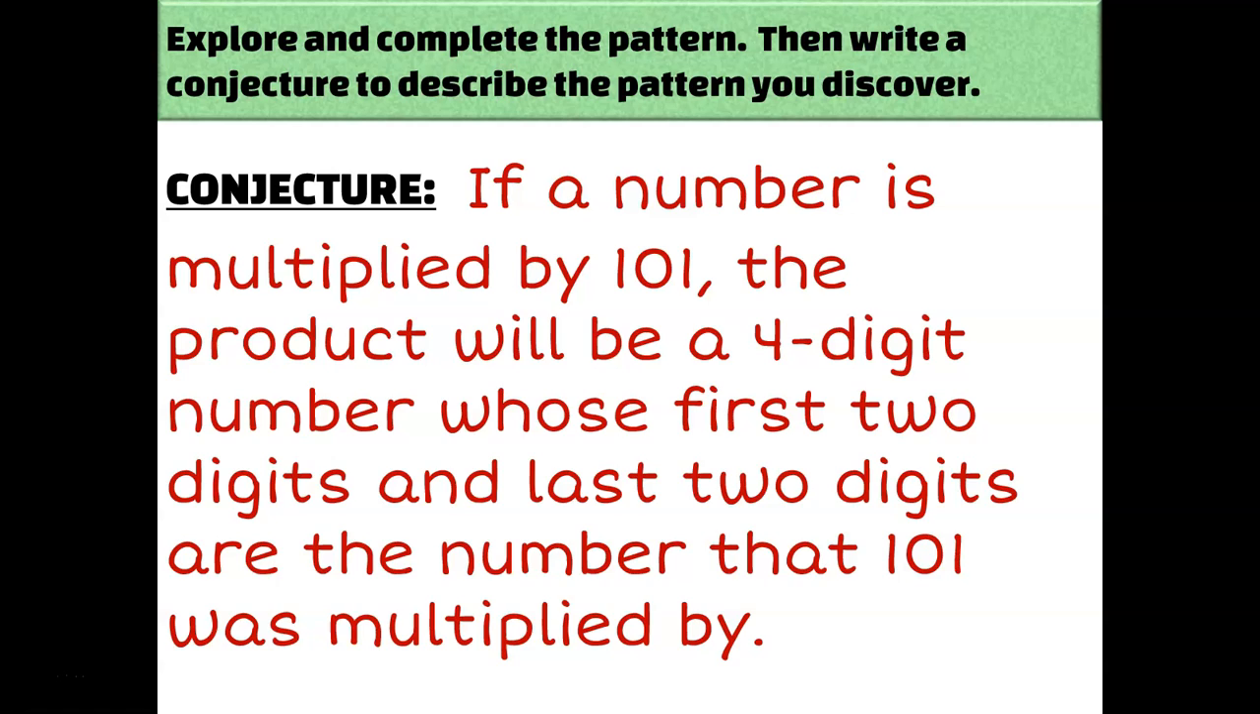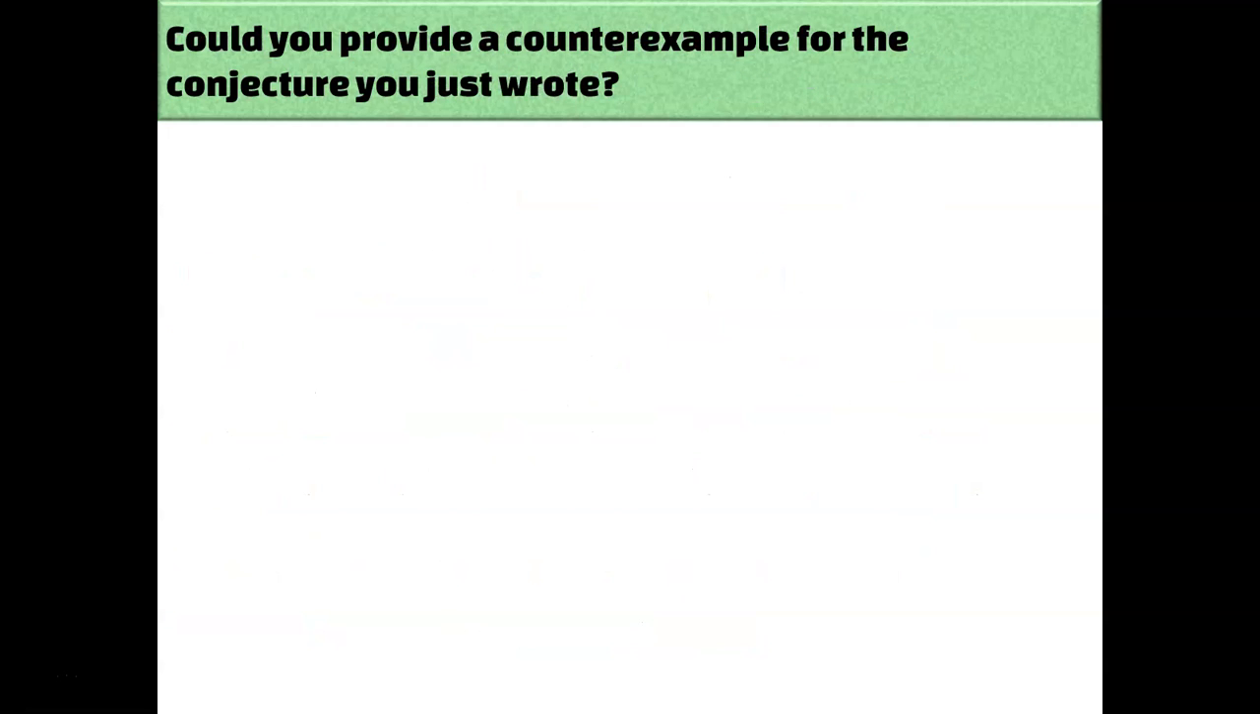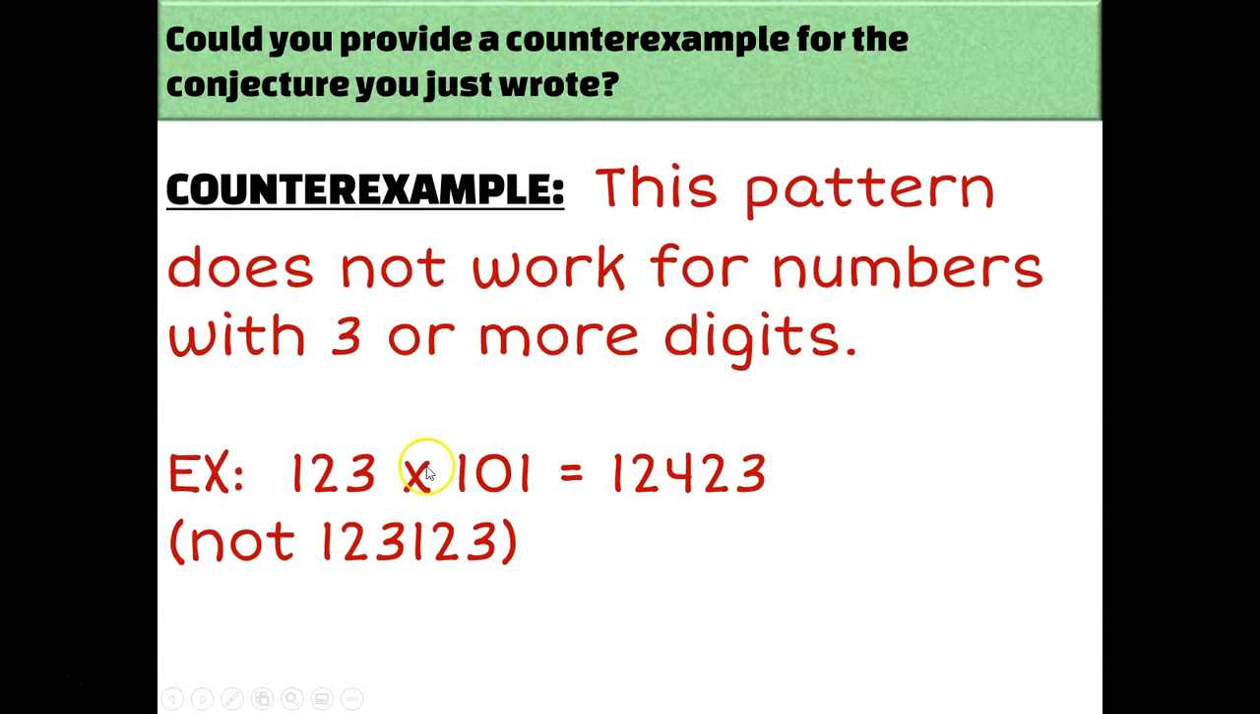But could you provide a counterexample for it? Play around with your calculator, multiplying 101 times any number that you can think of. Can you break the pattern? Well, what if you were to multiply 101 by 123? We would expect it to be 1, 2, 3, 1, 2, 3, right? Based on what we saw on our explorations at the beginning, it looks like if you multiply 101 times a number, then you get that number twice. But you don't. If you multiply 123 by 101, you get 12,423. That breaks the pattern. That didn't work.